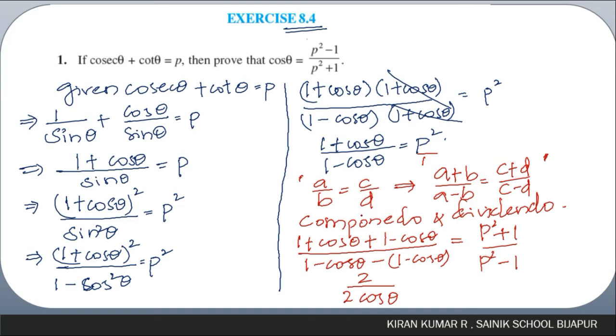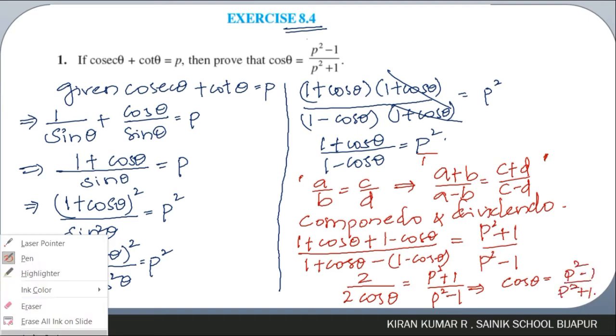Here I made some mistake, a minus b, right? It is 1 plus cos theta. So which is equal to p square plus 1 divided by p square minus 1. 2 will get cancelled. This implies cos theta, taking the reciprocal, will be p square minus 1 divided by p square plus 1.